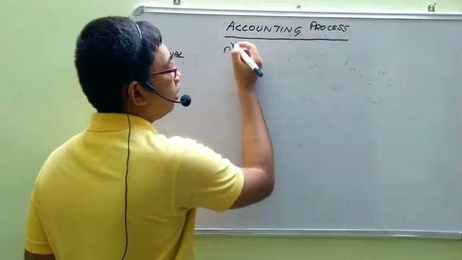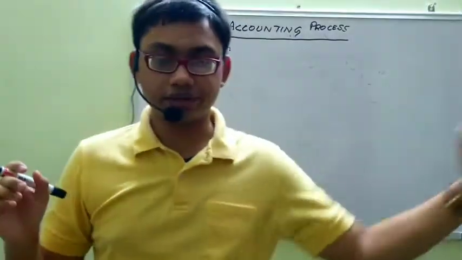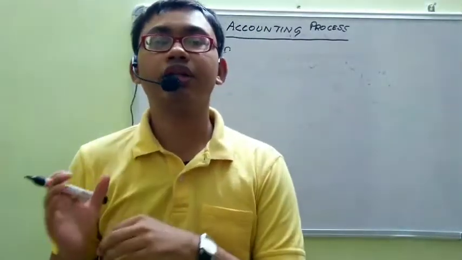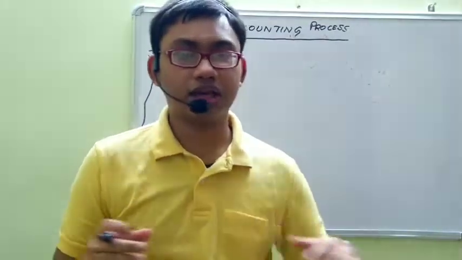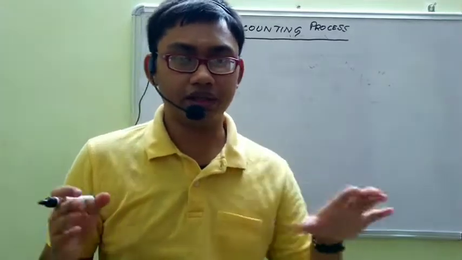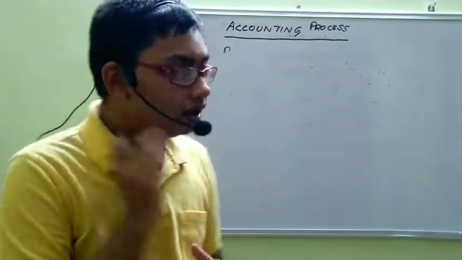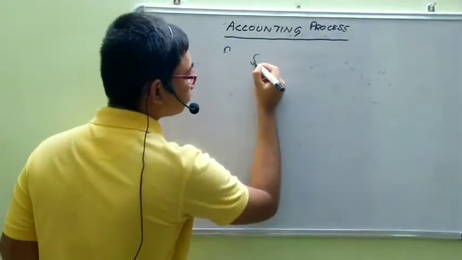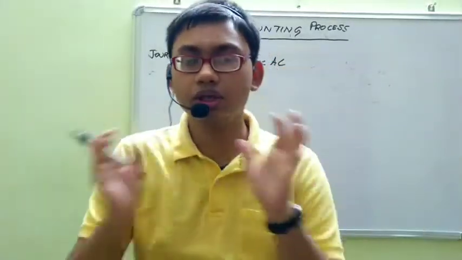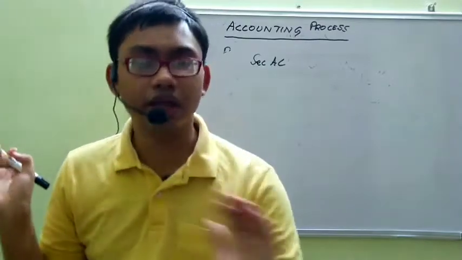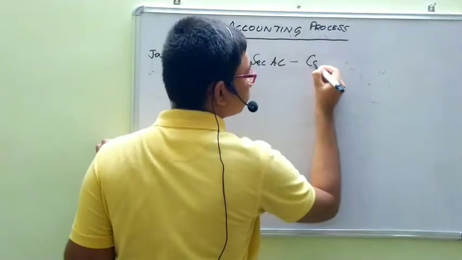Now, imagine a person is coming, a transaction is coming, and he is asking the ticket counter: my characteristics are like this, I am a cash sale, cash purchase, everything I am related to cash. Where can I go and sit in the train? And he is advised to go to the second AC, because his is a cash transaction. This second AC is called the cash book.